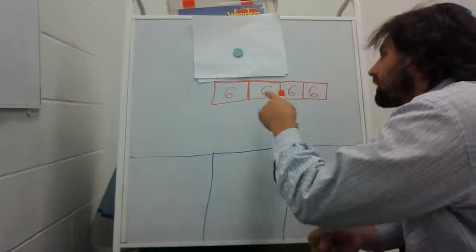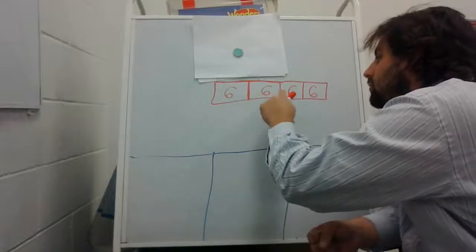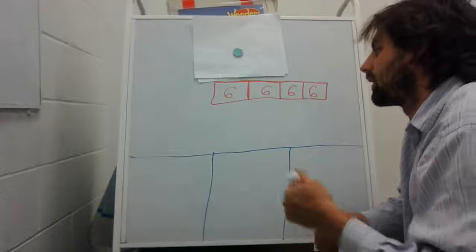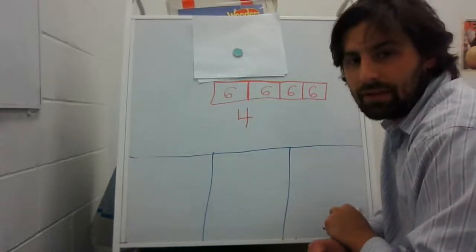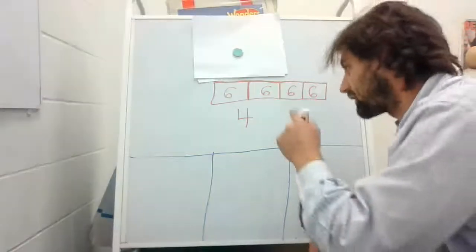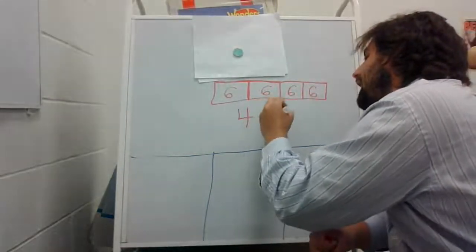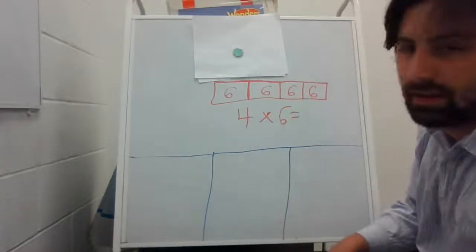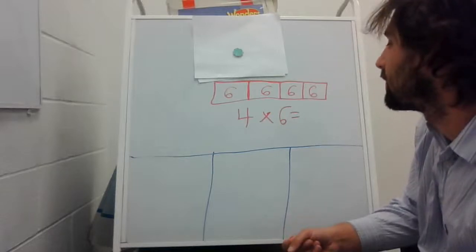So we're going to count the number of boxes. 1, 2, 3, 4. So we have 4 boxes. And what number do we have in each box? 6. 6 is the number in each box. So we have 4 times 6. So now I'm going to go about solving that multiplication problem in 3 different ways.